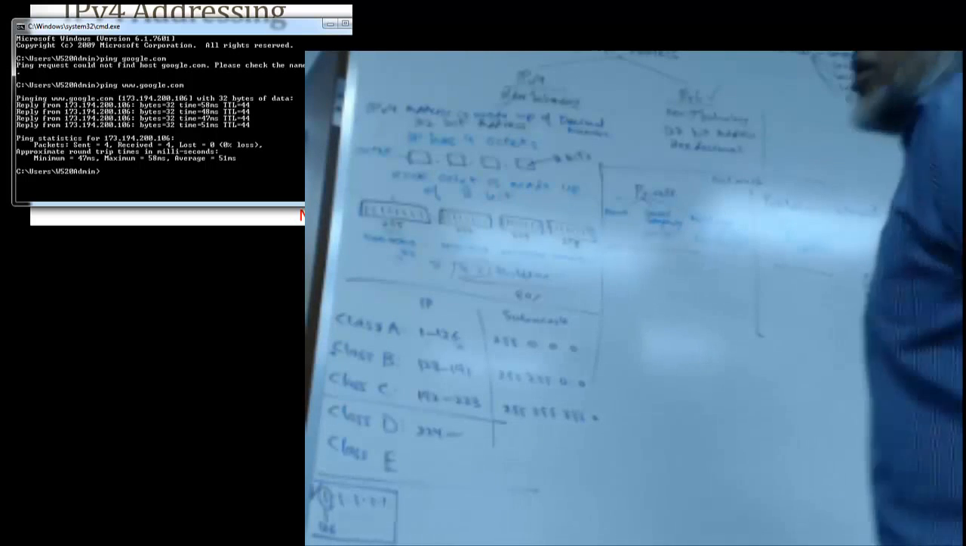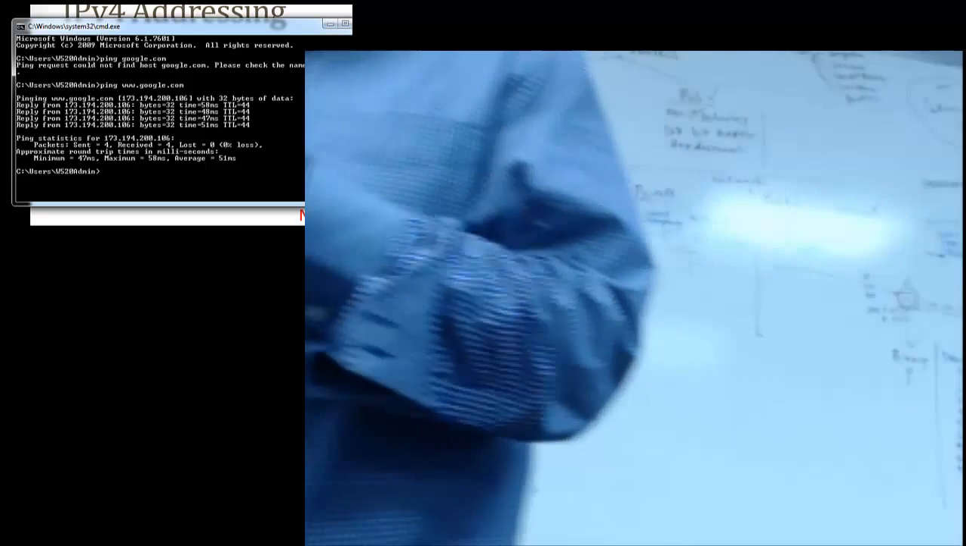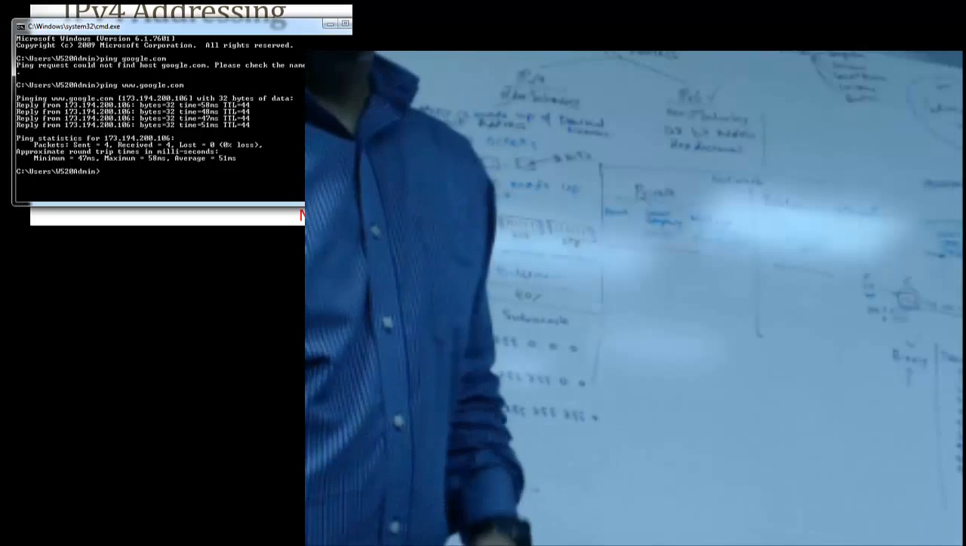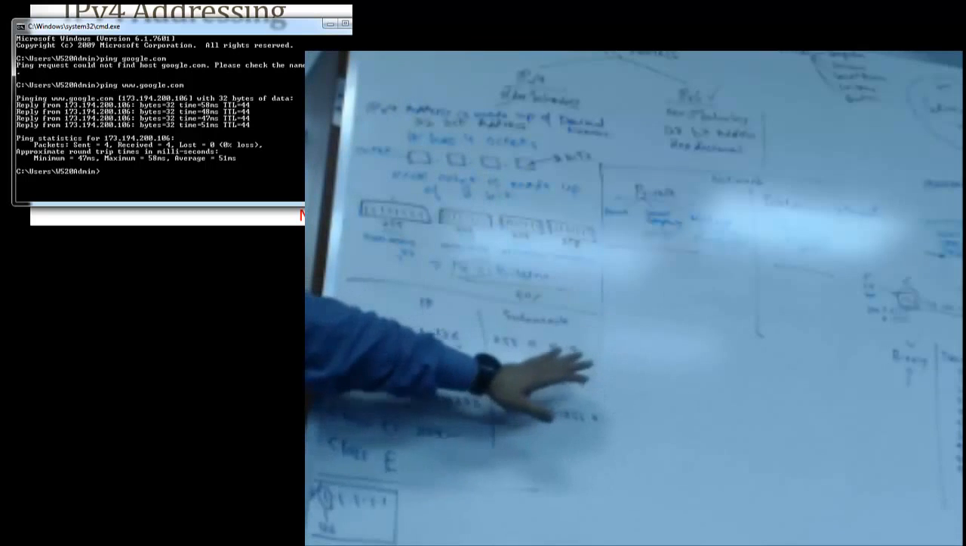Okay. So now, guys, let's analyze this experiment. So what we did, we tried to find out the IP address of google.com. I'm going to go through why the subnet mask is there. So here, guys.